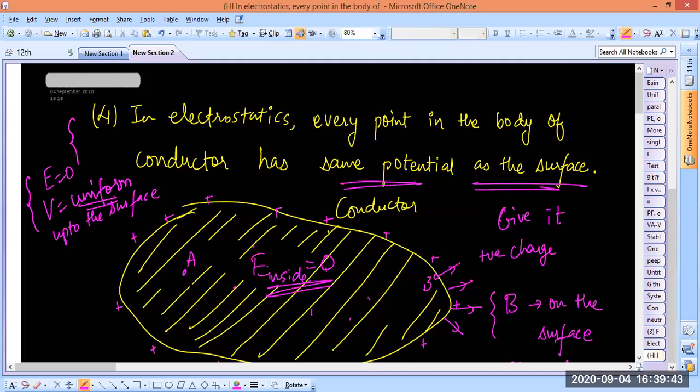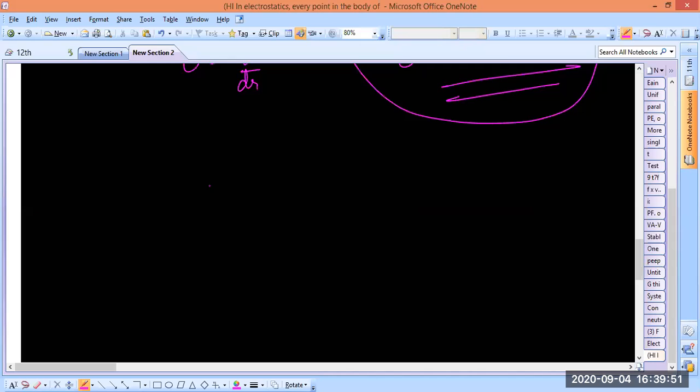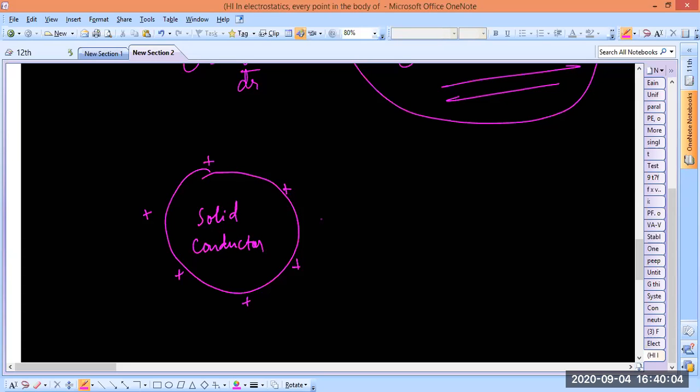No, it won't. It won't affect the potential like you are thinking. Let me just take a minute to explain this. Suppose you have this object, which is a solid conductor. And let's say somehow the potential here is 50 volt, then it will be 50 volt everywhere inside. That's what we have studied so far.